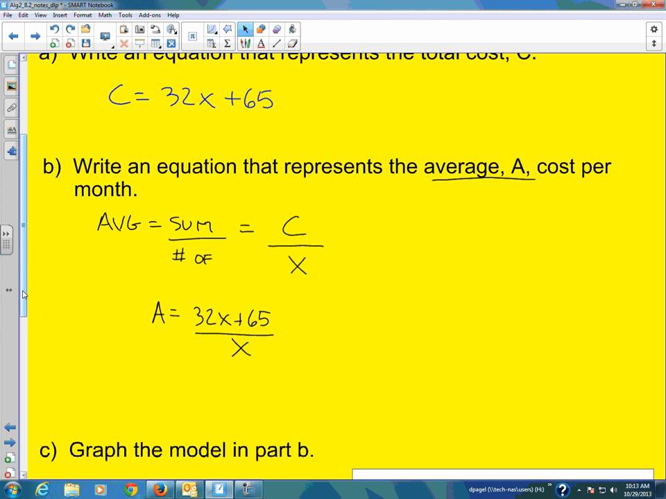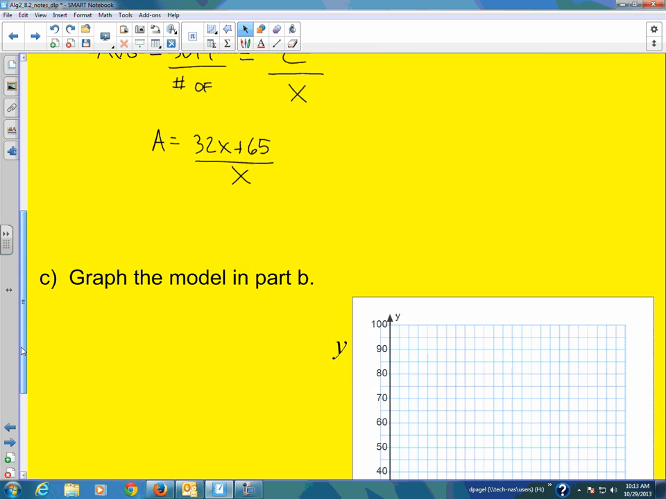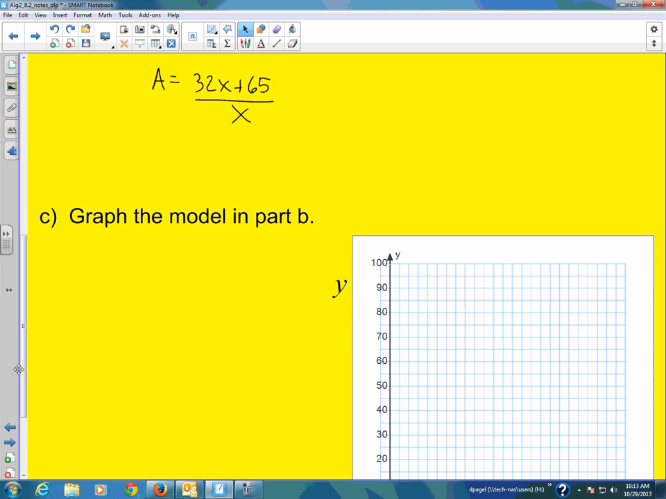And so you can see the more value I put into x, the larger that x value gets, I'm going to have a situation where my monthly averages drop. But they can't drop forever. But let's see what the graph looks like first of all. So here we have our equation.